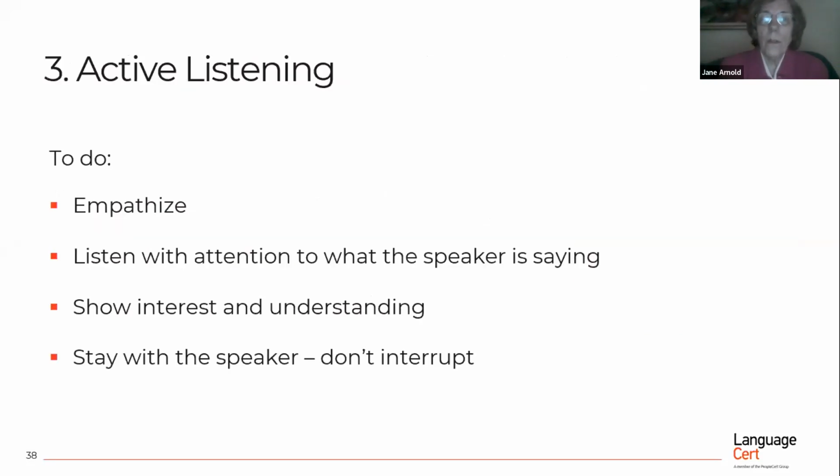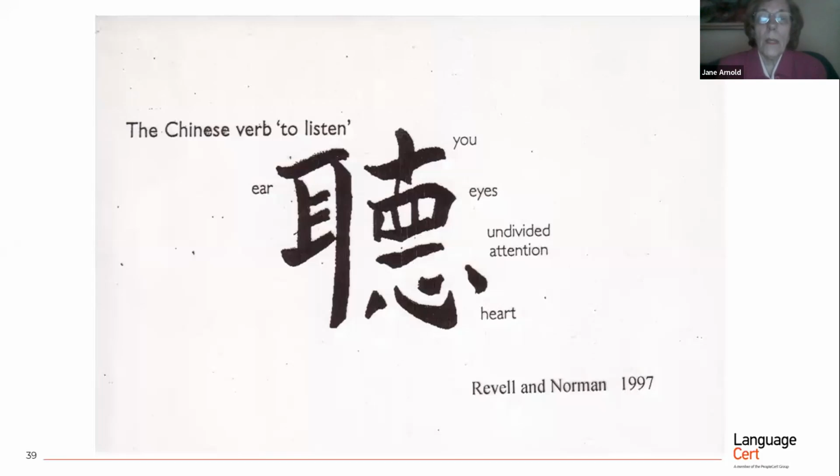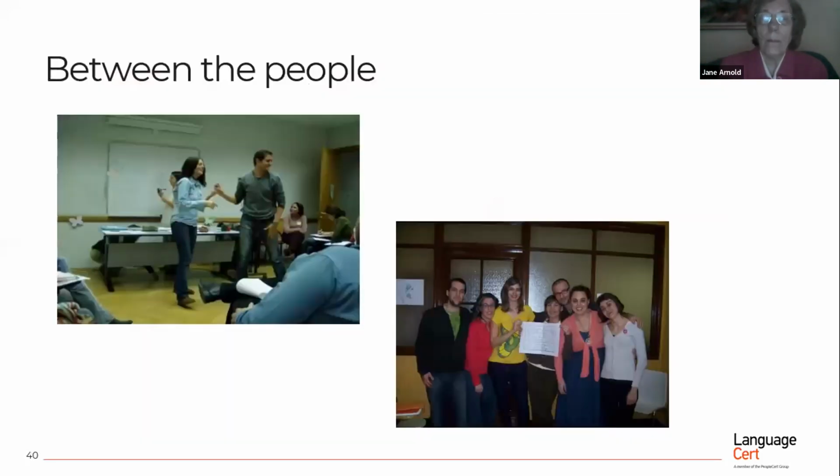So our third suggestion here is active listening. To do: empathize, listen with attention to what the speaker is saying, show interest and understanding, and stay with the speaker. Don't interrupt. I like the ideogram for the Chinese verb for to listen, which includes these elements: ear, you, eyes, undivided attention, and heart. I think that gives us a good idea what it means to really listen.